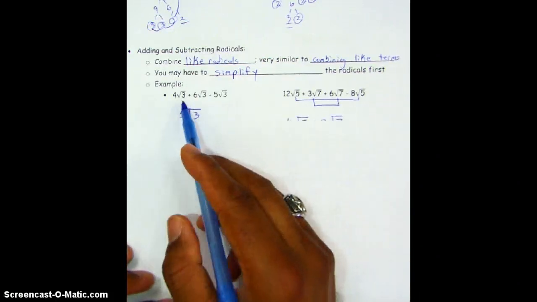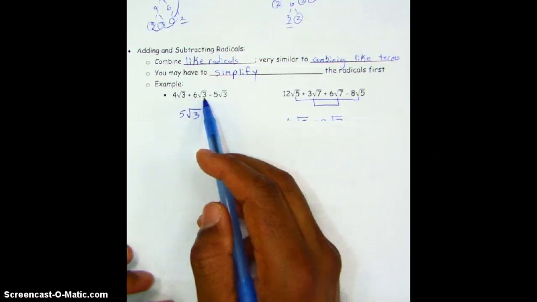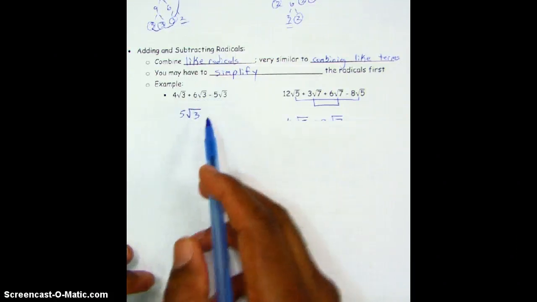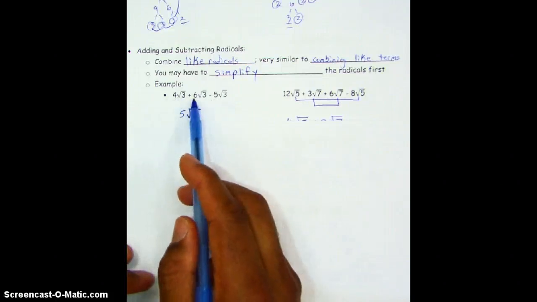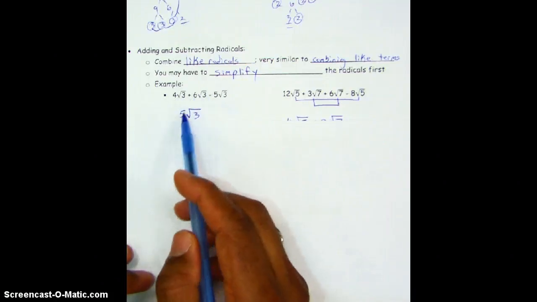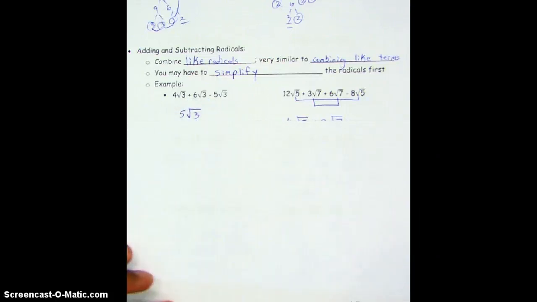So we have this one. We have 4 square roots of 3 plus 6 square roots of 3 minus 5 square roots of 3. This one's simple. All we have to do is add or subtract the numbers out in front. So 4 plus 6 is 10. 10 minus 5 is 5. And since the radicals are the same, we're going to do 5 square roots of 3.